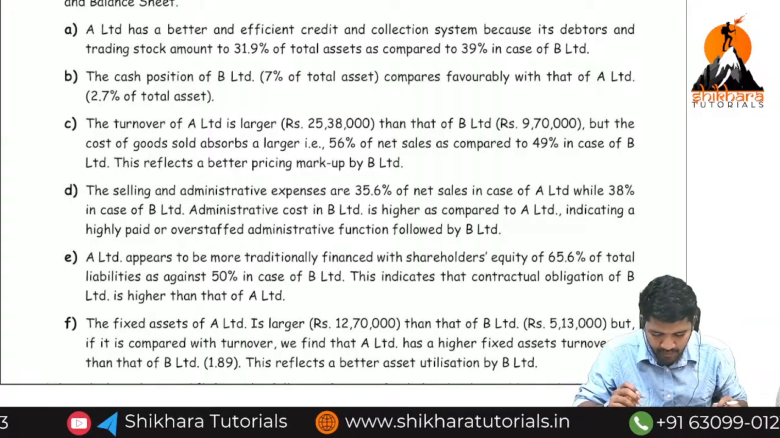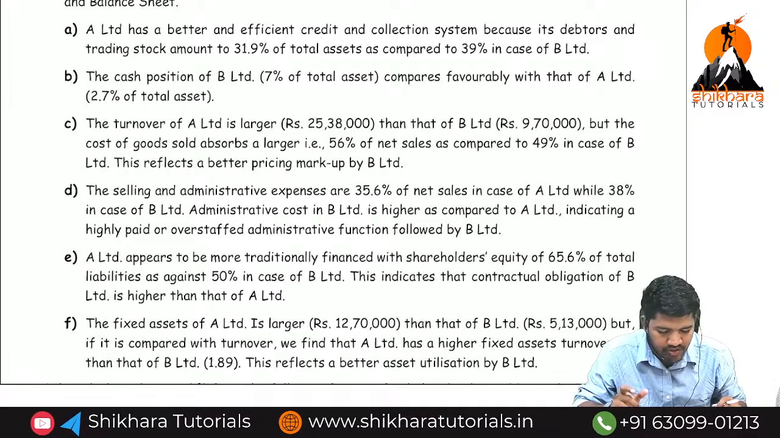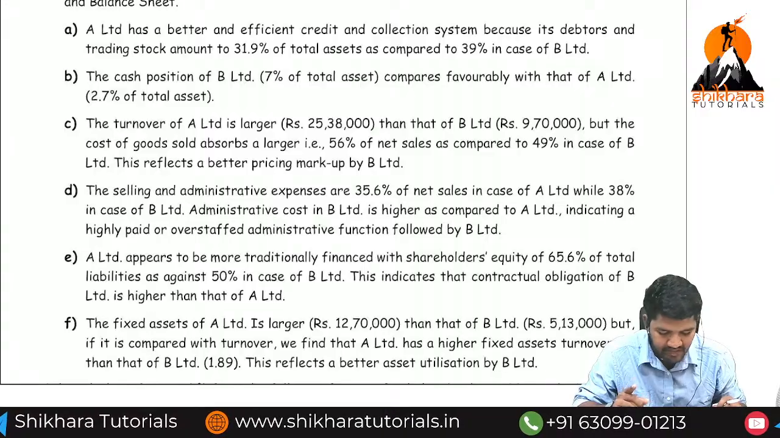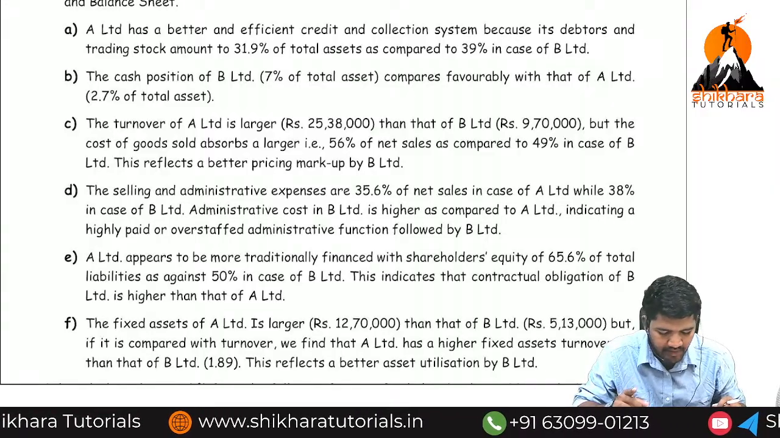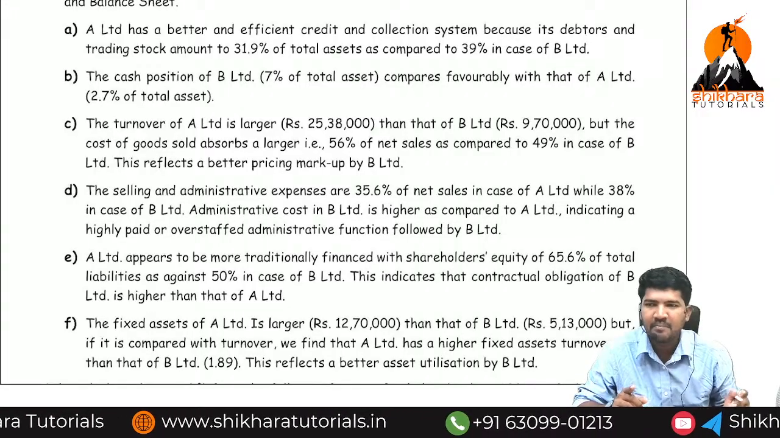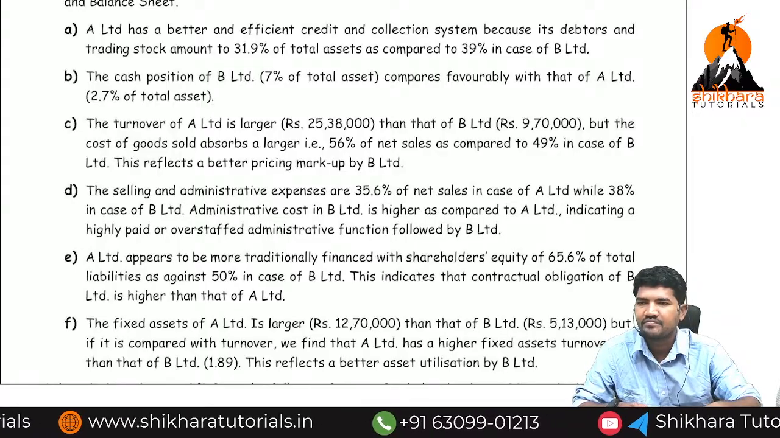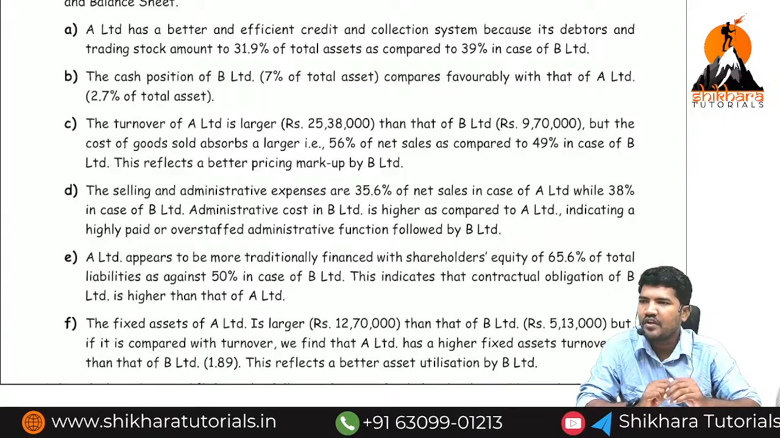Now point C: the turnover of A Limited is larger than B Limited, but the cost of goods sold absorbs a larger share, 56% of the net sales as compared to 49% in case of B Limited. This reflects a better pricing markup by B Limited. The word pricing markup here is nothing but profit. Guys, clear? This point also we touched.